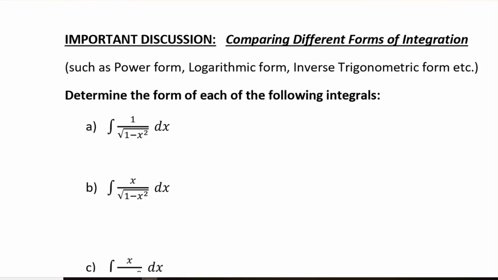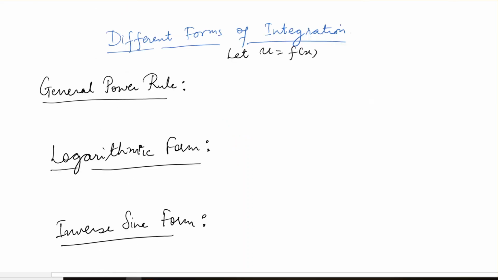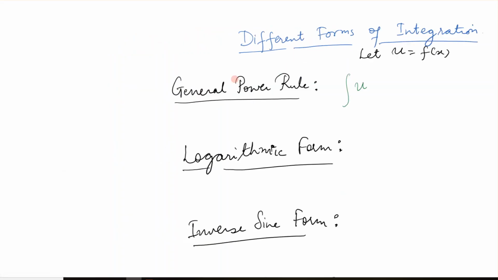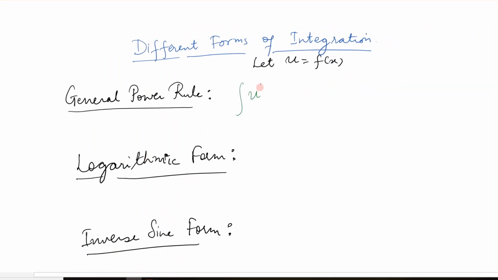Let's take a little review of what the different forms are. So we discussed that if you have u is equal to f(x) and if you have u raised to power n du, so in that case you increase the power by 1, divide by the new power plus c.